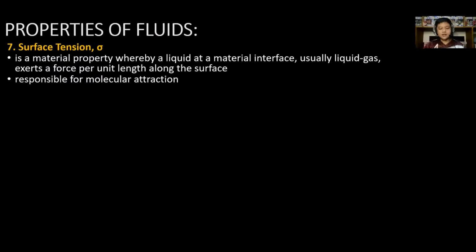So let us continue with the discussion of properties. For the seventh, the surface tension, or Greek letter sigma, is defined as the material property whereby a liquid at a material interface, usually liquid to gas, exerts a force per unit length along the surface. It is responsible for molecular attraction. As you notice, the surface of the liquid is the portion in which surface tension applies.